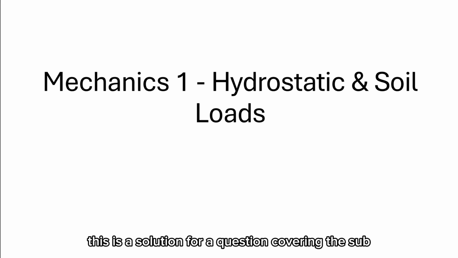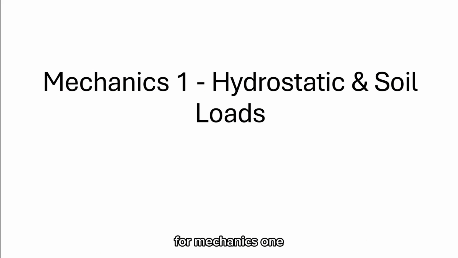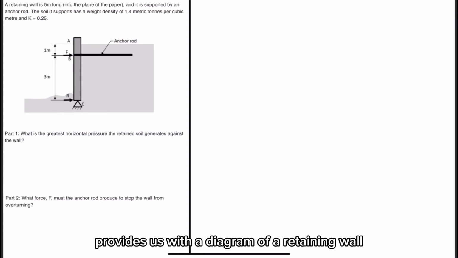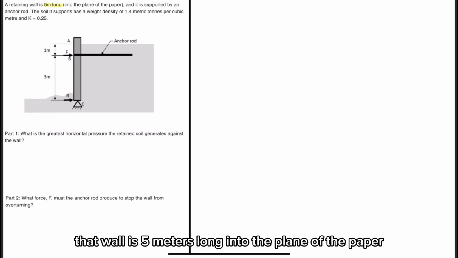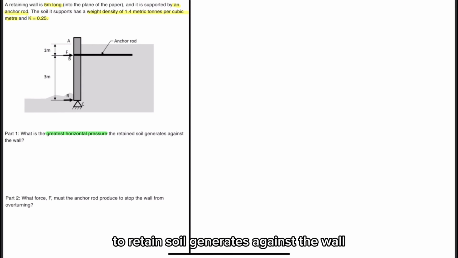This is a solution for a question covering the sublearning outcome of hydrostatic and soil loads from Mechanics 1. The question provides us with a diagram of a retaining wall and gives us that the wall is 5 meters long into the plane of the paper and is supported by an anchor rod. The soil it supports has a weight density of 1.4 metric tons per cubic meter and K is equal to 0.25. Part 1 asks, what is the greatest horizontal pressure the retained soil generates against the wall?